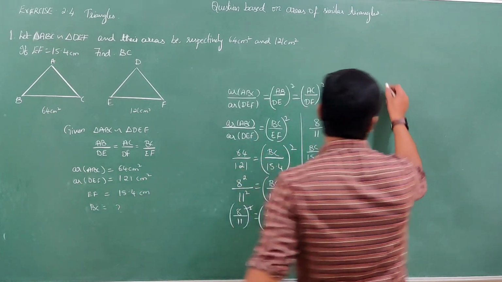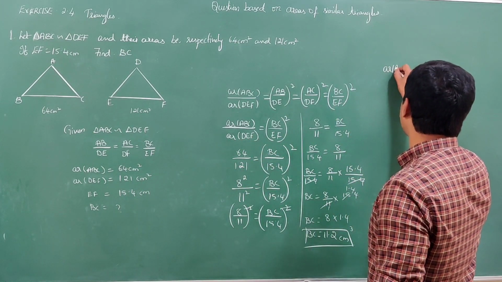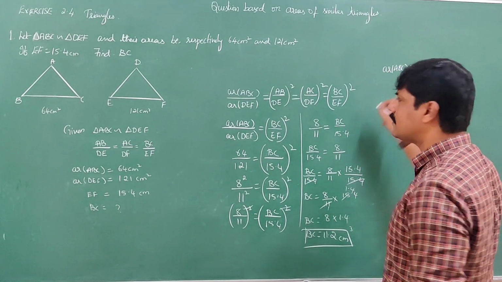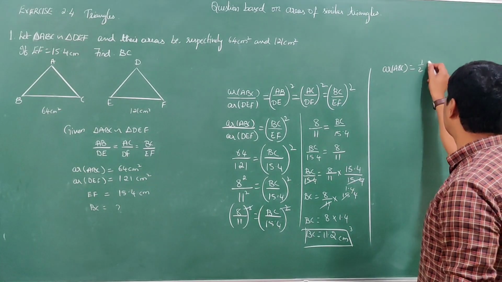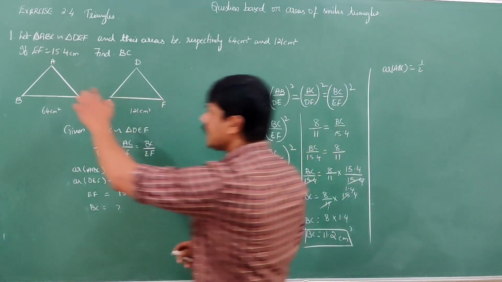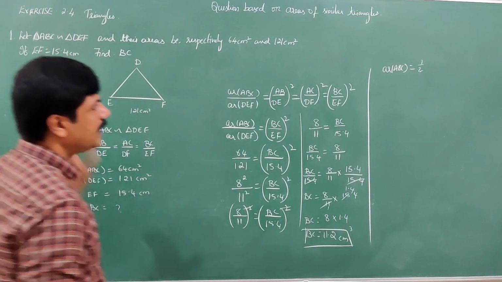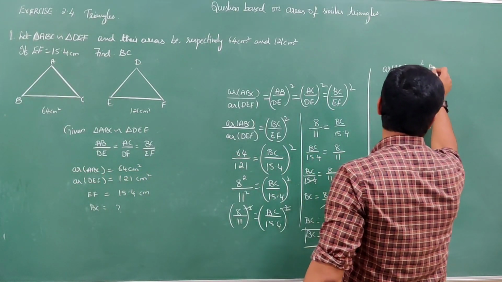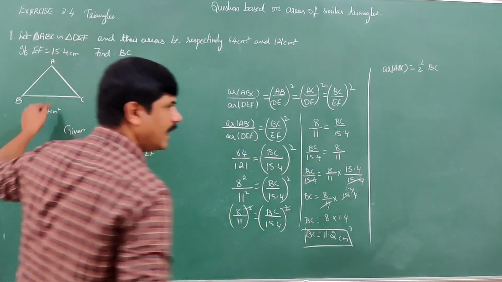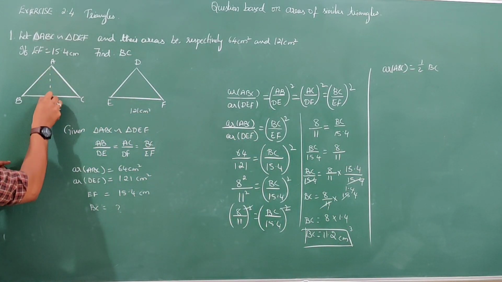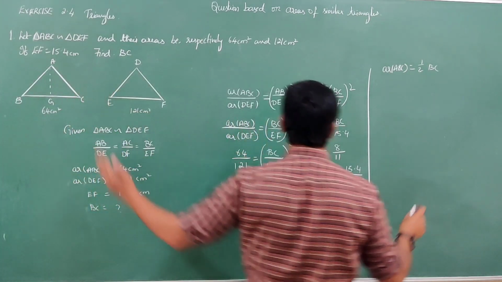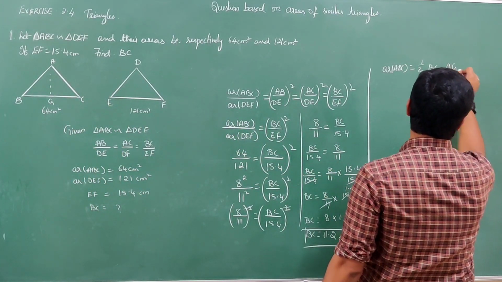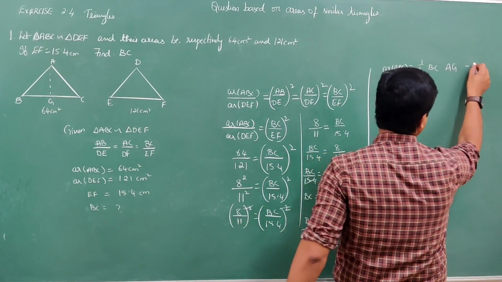For example, what is the area of triangle ABC? Area of the triangle ABC is nothing but half into base into height. Half into, what is the base here? In this case, the base is BC. And let the height be written here, AG be the height. Okay, so mark this also.